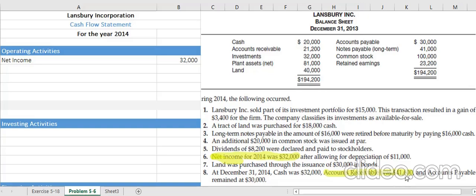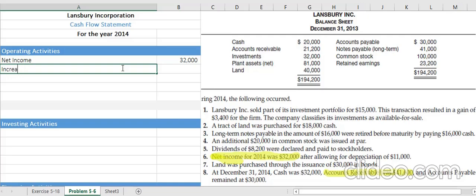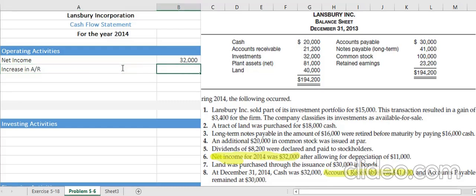Second, how much is the increase? 41,600 minus 21,200, so the increase is 20,400. So I will write here: increase in accounts receivable, and the increase was 20,400. Increase in asset is a cash outflow, so I will write it as a minus figure, minus 20,400. Then if I proceed, I see that there are no current assets remaining. We are done with the current assets.